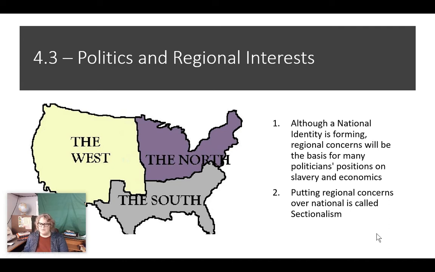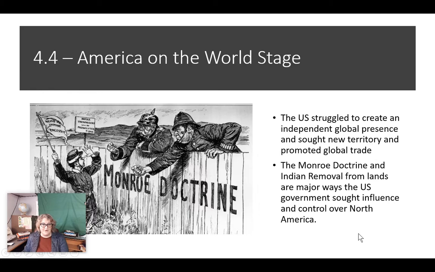Okay, for topic 4.4, we're looking at the United States on the world stage. So it's called America on the world stage. And what we see is that the United States, as a brand new country, was weak. So over the course of these 50 years, 1800 to 1848, the U.S. is struggling to create an independent global presence, and they're seeking new territory in North America and promoting global trade.